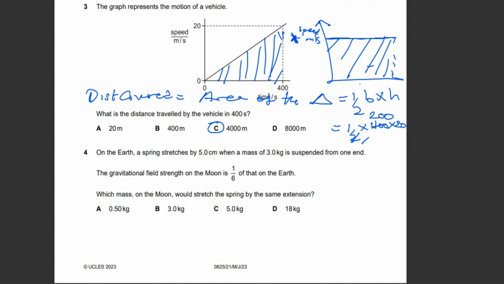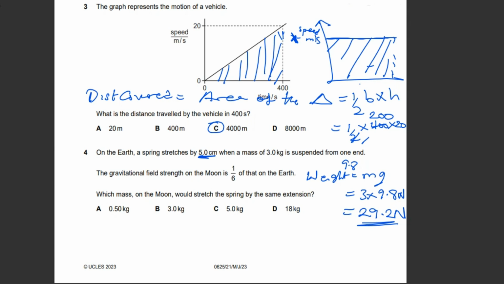So, first and foremost, we need to know the gravitational field strength on Earth. The extension is still the same. So, gravitational field strength on Earth is 9.8. So, doing that, it means the weight of 3 kilogram is mg. So that's 3 times 9.8 Newton per kilogram, and that will give us what? 29.4 Newton.